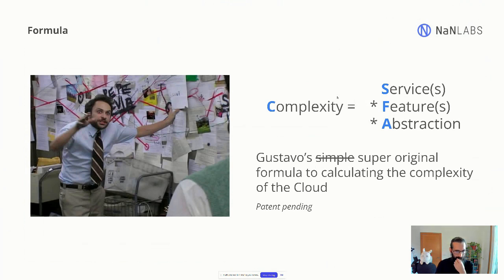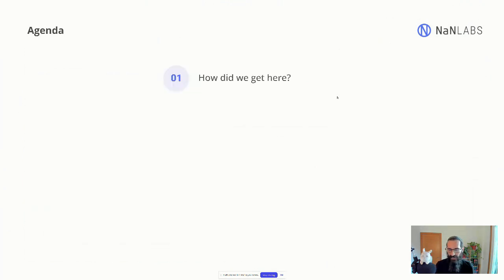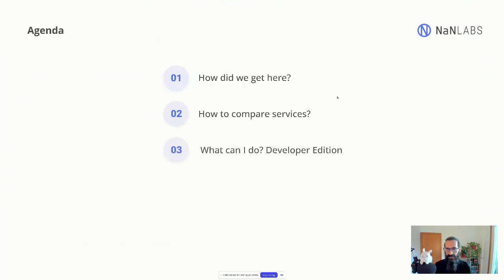So, a little bit of the agenda. I want to give a glimpse of a history of how we got here. Sometimes it's helpful to understand. I want to give you some tips on how to compare services and how to think about comparing services. Then I will give some more specific tips for developers, and then some more specific tips for CTOs or tech leads. And if we have some time, we will jump into a Q&A.